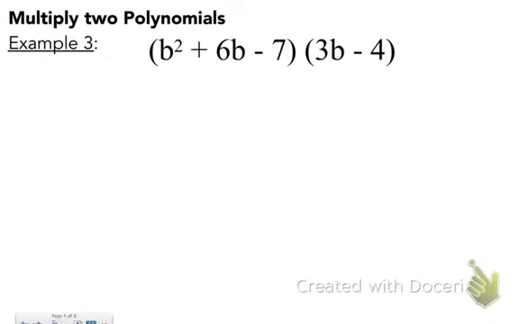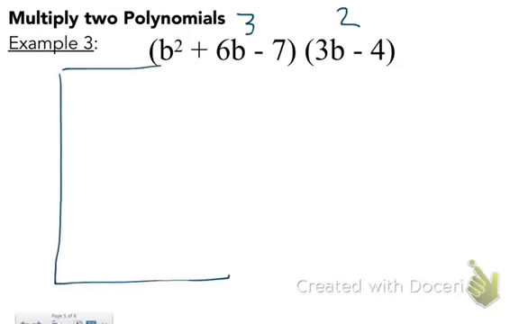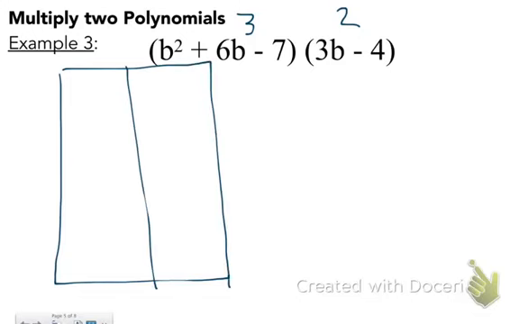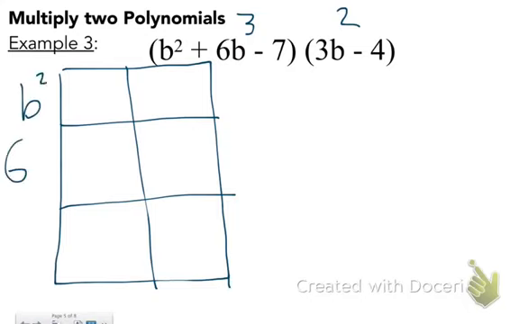Here's another example, only this time we have a trinomial and a binomial. So foiling won't work, but we can use our table. So if I make my table so that it's 3 by 2, okay, I can write everything out. So I have b squared here, positive 6b, and negative 7. And then up here I have 3b and negative 4. So then, again, I'm just going to multiply every combination.